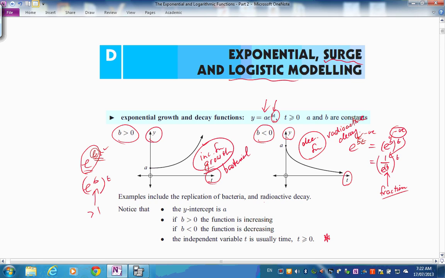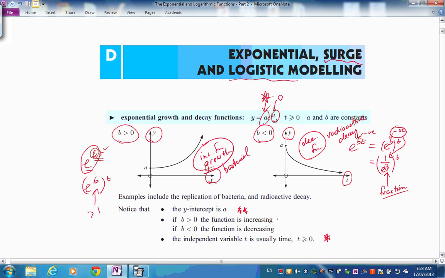So just watch now, let's summarise what's happening. Because you've got an A in front, when you put T as naught, BT will be naught, e to the naught would be 1, and so A is the value that the function will start at for a t or an independent variable of 0. So that's going to be down here, the y-intercept. We've done this before in prior study.